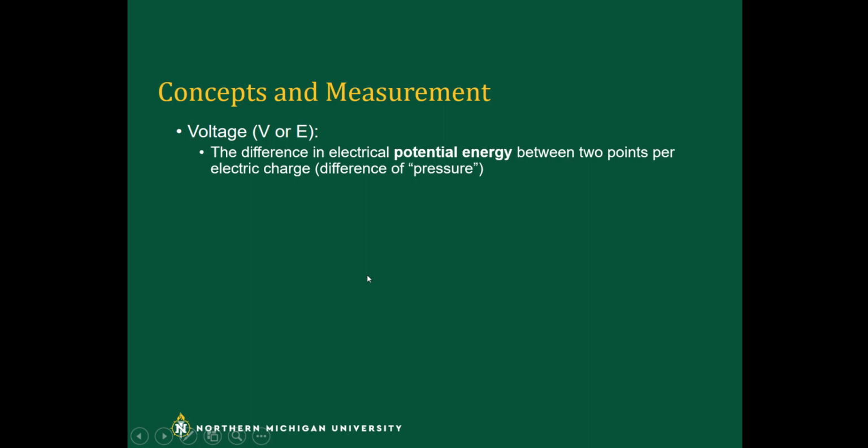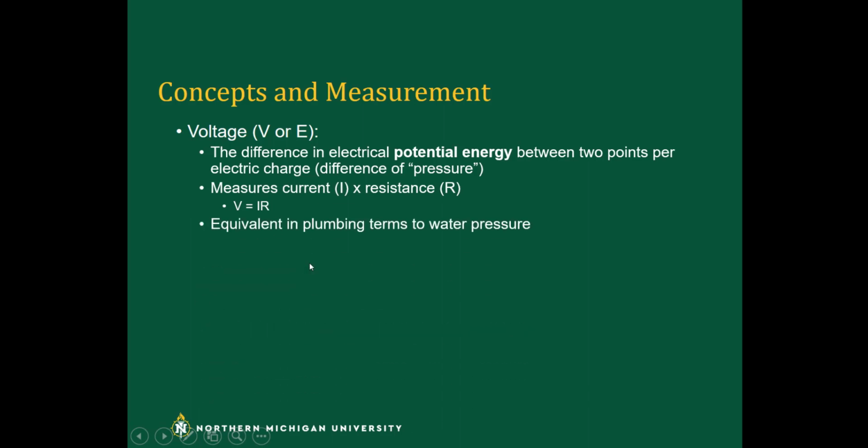Difference in electric potential energy between two points per electric charge. So this one is something that people have to understand, or it's a little bit harder for some people to understand. It's really dealing with pressure differential. So again, the measurement V equals IR, equivalent in plumbing terms to like water pressure. If there's no pressure, there's no movement. So if we have a balancing of voltage and everything's balanced across and there's zero voltage, there can be no flow. So we're moving from a high pressure state to a low pressure, just like we would in plumbing.